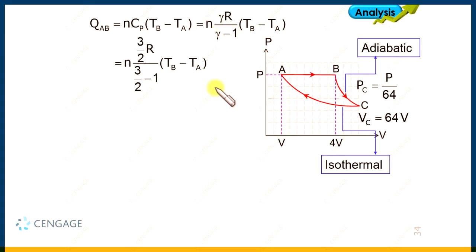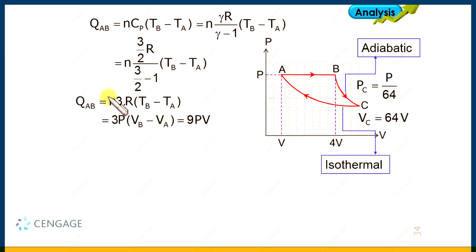We can further rearrange this equation and write QAB equal to n multiplied by 3R multiplied by Tb minus Ta. If we multiply this with n and R, it becomes 3 multiplied by P, Vb minus Va. We are using the ideal gas equation here, and this value is 9 PV. That is the heat associated with this process, 9 PV. This value is positive, that means it is Q in for this process. So, we got this value.